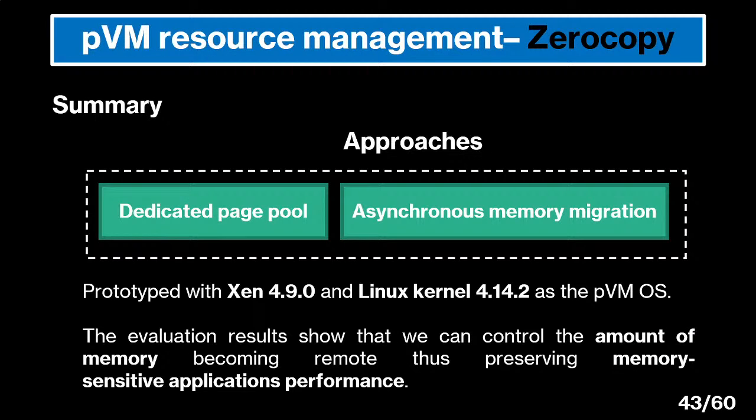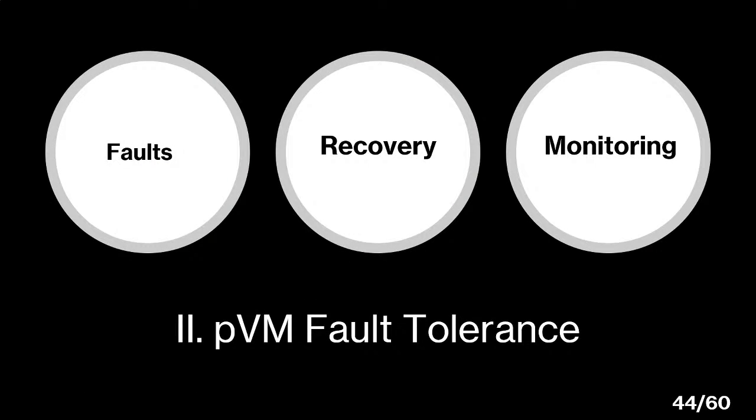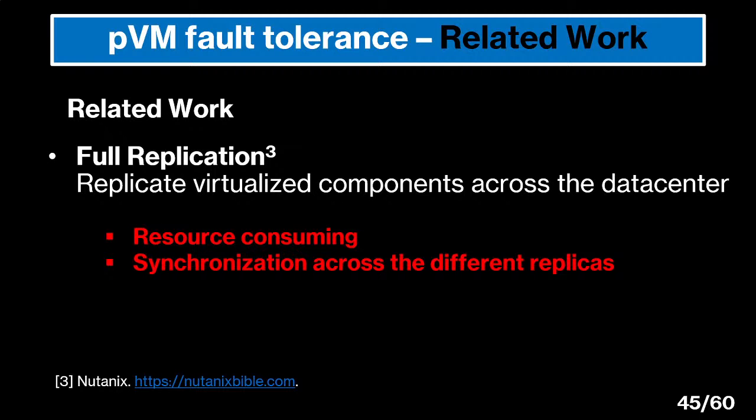So for this issue, we propose a dedicated page pool approach and asynchronous memory migration. The prototype we built shows that we can effectively control the amount of memory that becomes remote while preserving the performance of memory sensitive applications and continuing to benefit from zero copy. After this, we went to the fault tolerance problem of the privileged virtual machines. There are some approaches that try to propose something for this.